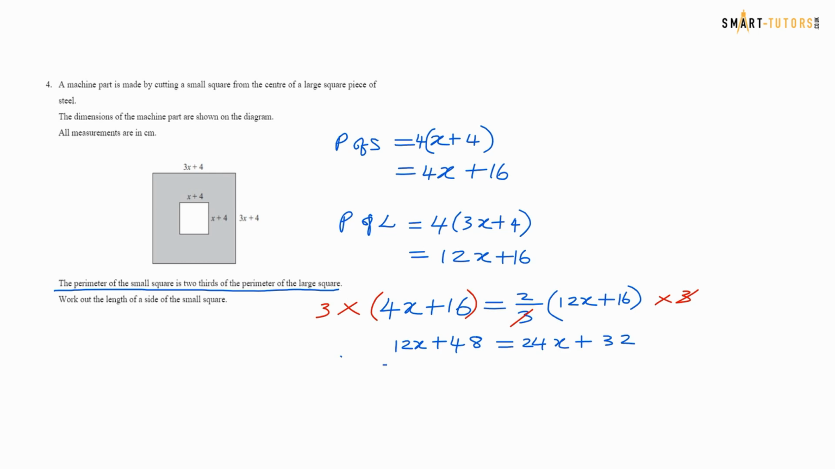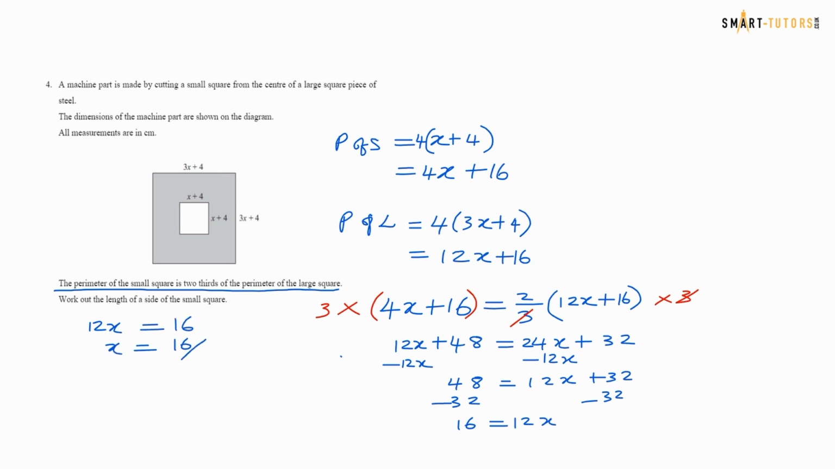So I'm going to take the minus 12x this side, the other side also minus 12x. So 48 equals 12x plus 32. Now I'm going to take the 32 away both sides, and 16 equals 12x. So 12x equals 16, x equals 16 over 12. If I can simplify, 4 times 4 and 4 times 3, so x equals 4 upon 3.